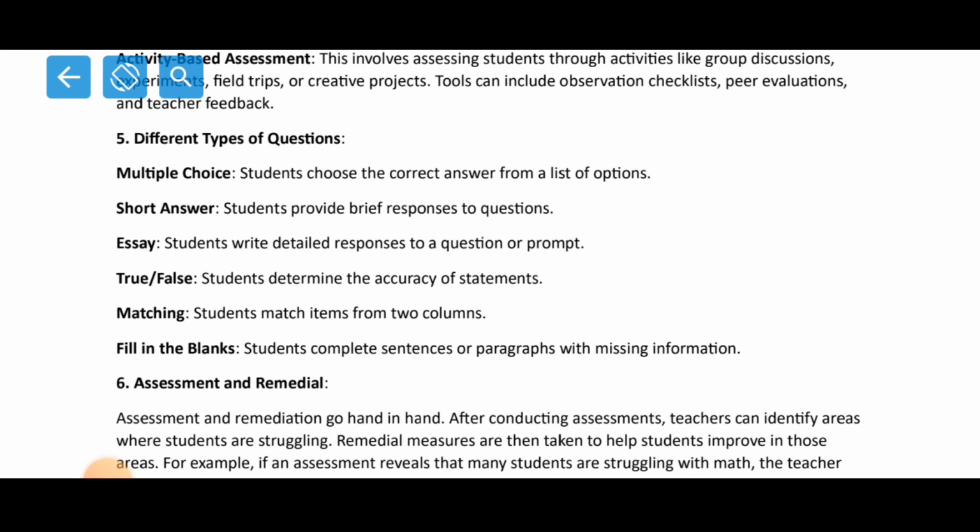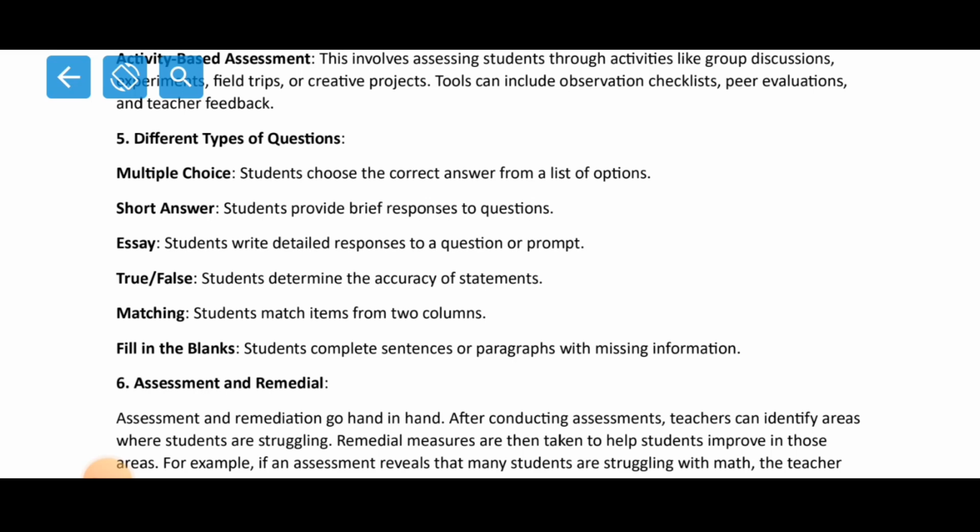Multiple choice. Students choose the correct answer from a list of options. This is very simple. You understand that 4 options or 3 options are given, and from there the student is supposed to take one correct option only, right? Then short answer. Students provide brief responses to questions.